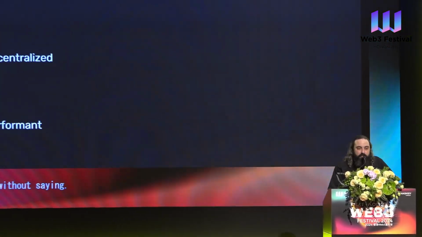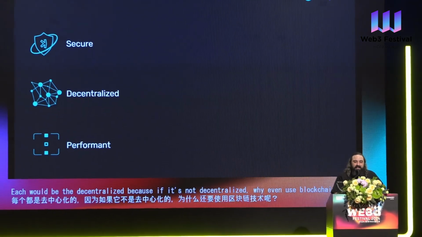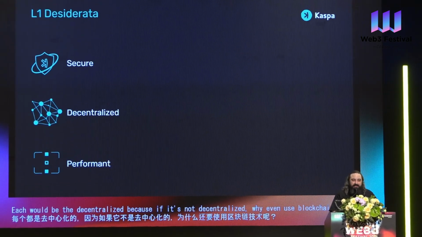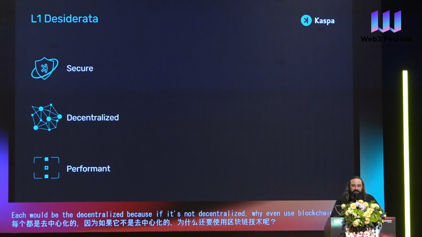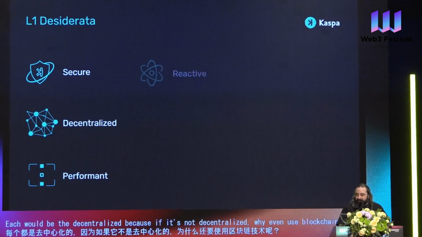So let's stop and think what we would like a layer 1 to have. What are the important properties? So first, it should be secure. This one goes without saying. It should be decentralized, because if it's not decentralized, why even use blockchain technology? And it should be performant. And this one actually is a complicated one. There are all sorts of performance you should care about, and I'm going to talk about all of them.